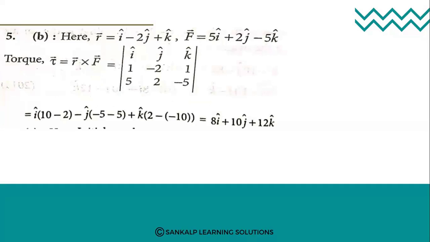So see here, two values are there. The torque is given as r cross F. Everybody knows how to simplify this. So i, j, k will be the components here. You just need to put it in the determinant.